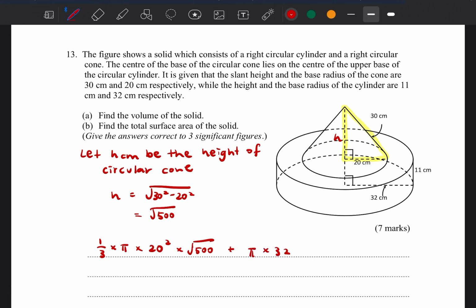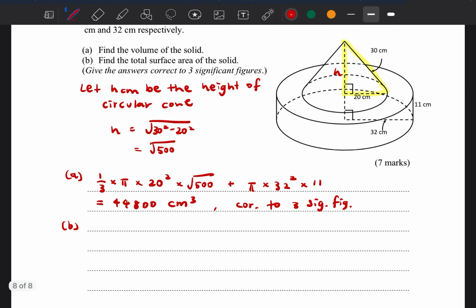And then the volume of the cylinder, pi r squared times the height. Put it all into your calculator. You got this. And it says correct to 3 significant figures. So this is your A.